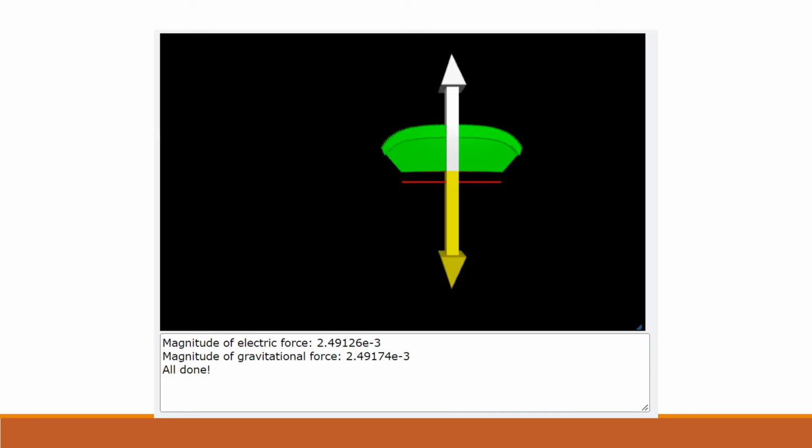So with a lot of trial and error, I managed to get the electric force vector and the gravitational force vector to be pretty close. And I did that by incrementing the value of Q until they matched. And the final value of Q that I settled on was 2.703 times 10 to the negative 8 coulombs.